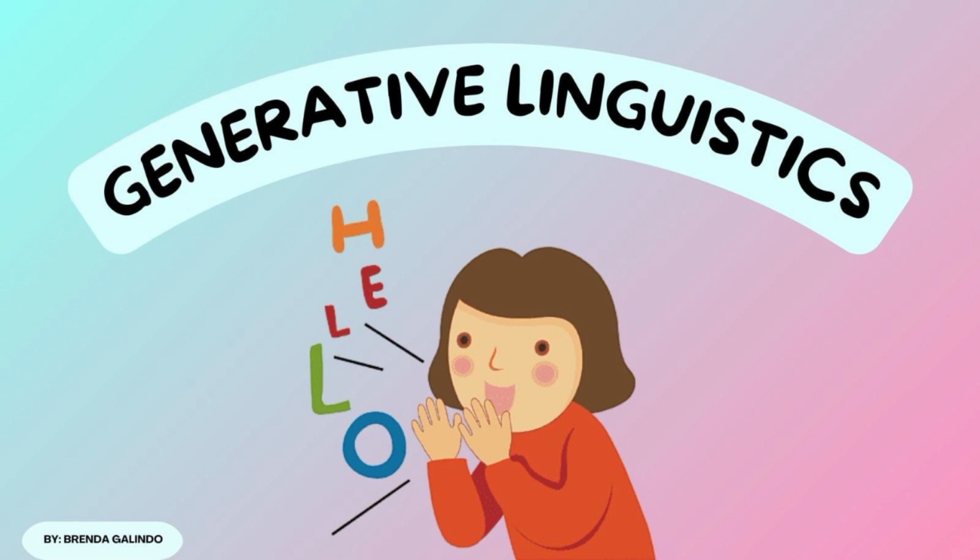The fundamental principles of generative linguistics are: human languages have an innate structure. Human beings are born with a specific biological capacity to acquire languages. There are universal rules that govern all human languages. These rules make up the universal grammar.